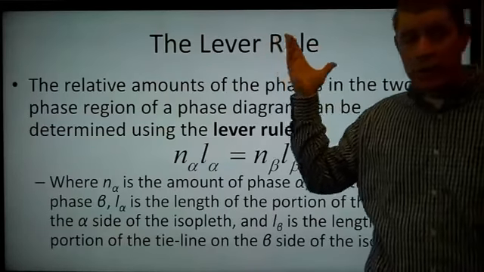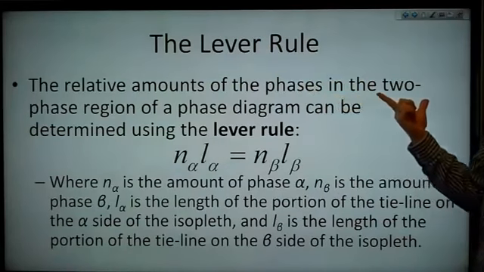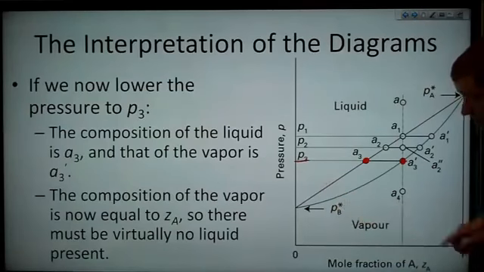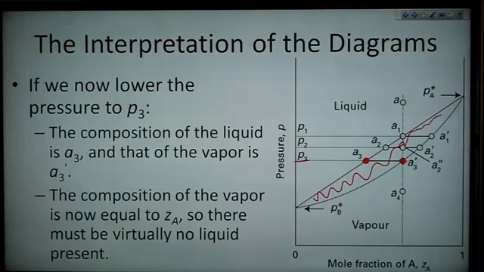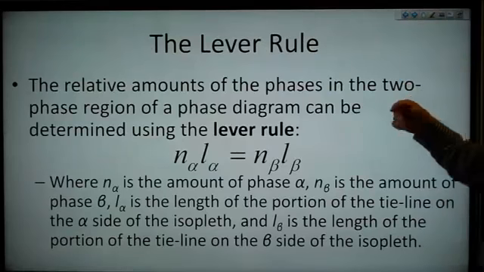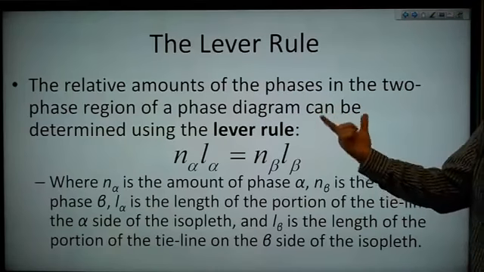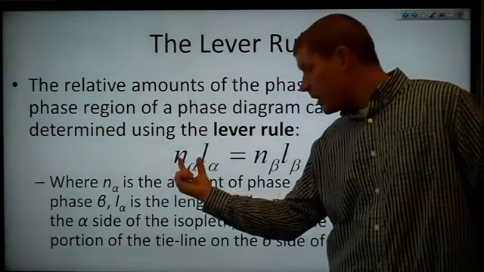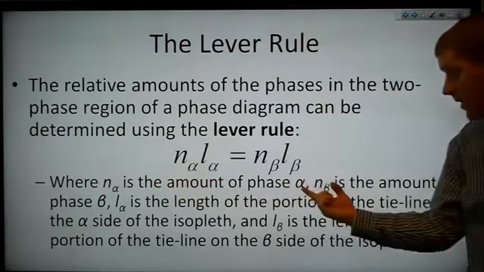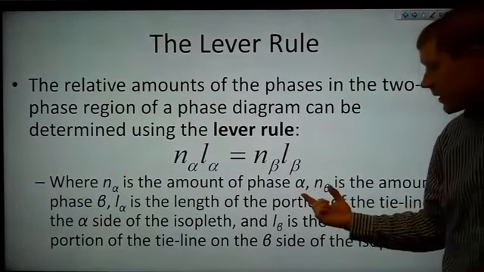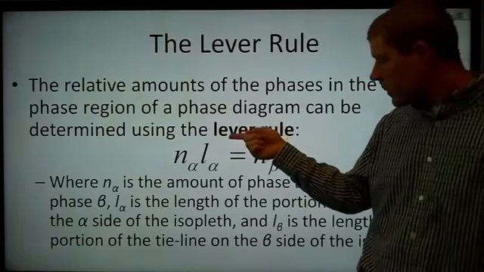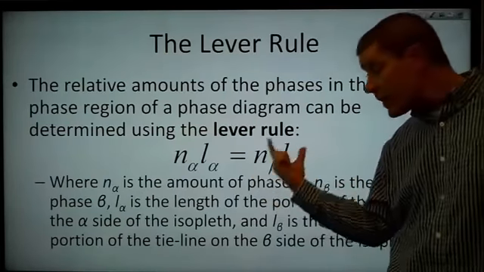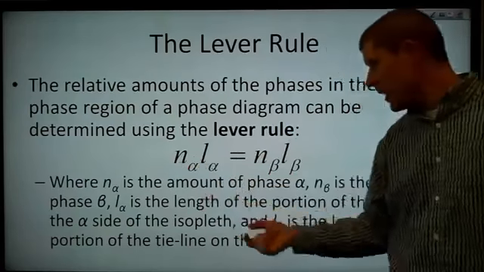All right, so let's look at the lever rule. The relative amounts of the phases in the two-phase region of a phase diagram, so that's this region in here, that region in between those two curves, can be determined using the lever rule, where now we have Nα, the amount of phase alpha, so the number of moles of phase alpha, times, and then Nβ is the number of moles of phase beta, so say liquid and gas.